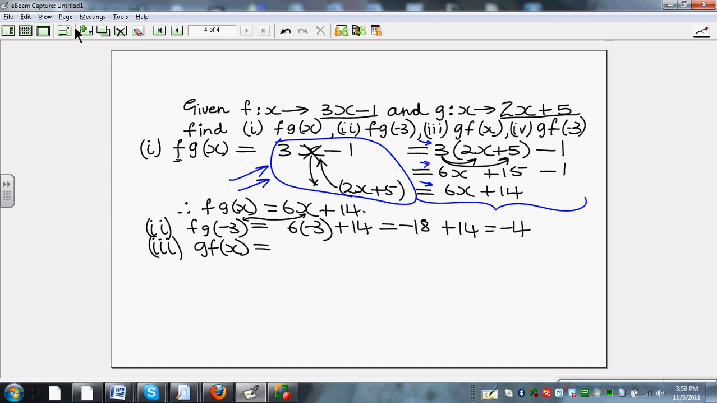Try for me now gf of x. Try it on your own and see what you come up with. Gf of x, see what you come up with.